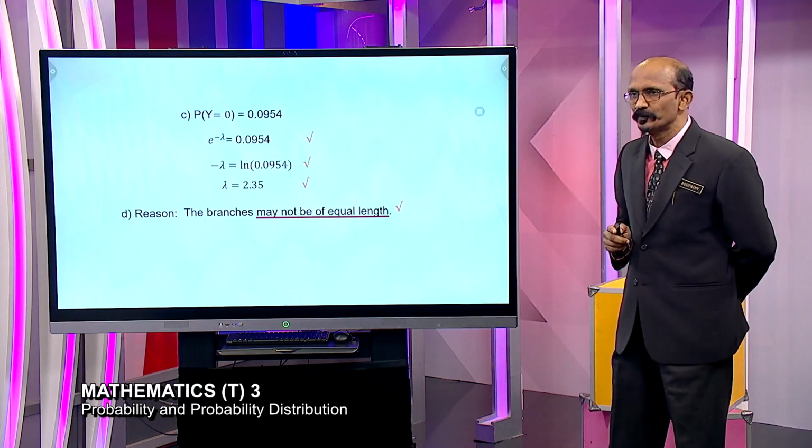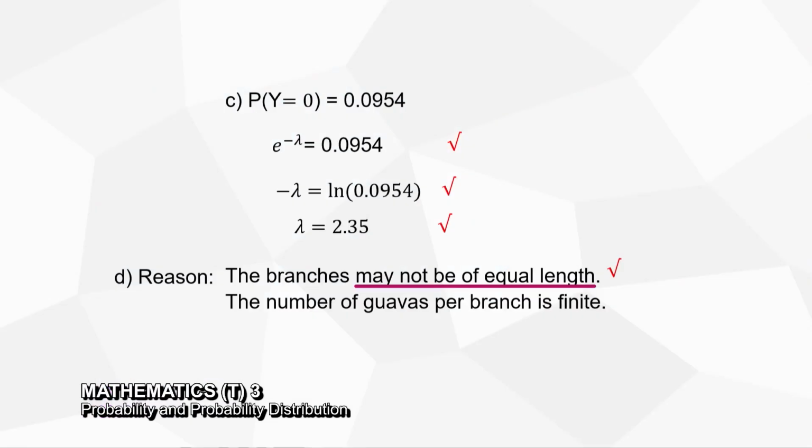The next one, for Poisson distribution, the property is that it can go until infinite. But in a guava tree, in a branch, the most we can have is a finite number of guavas. We cannot have an infinite number of guavas. So that's why the second reason is finite. And if the students are able to answer this question correctly, they get a total of 15 marks, correct?